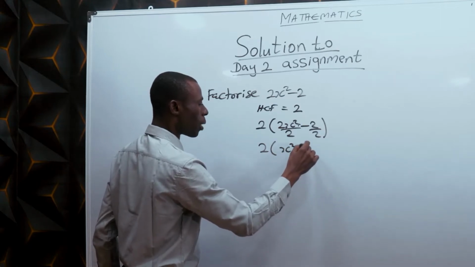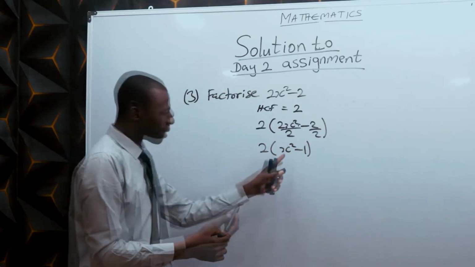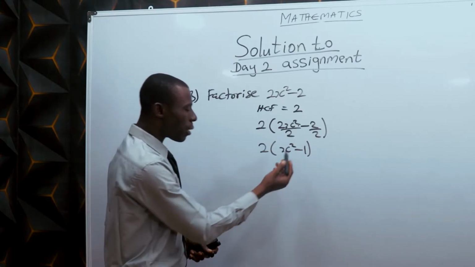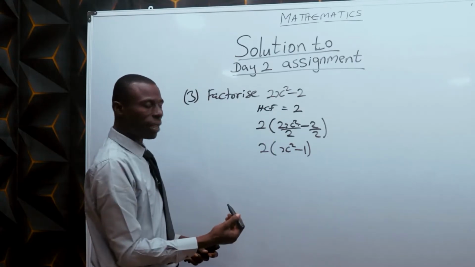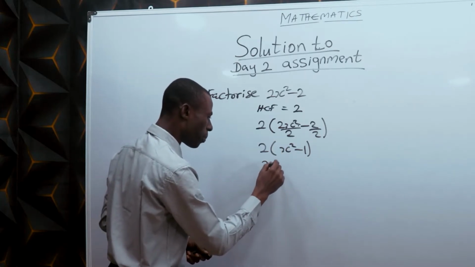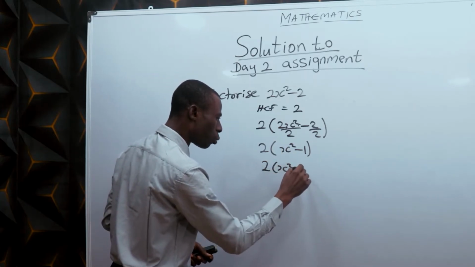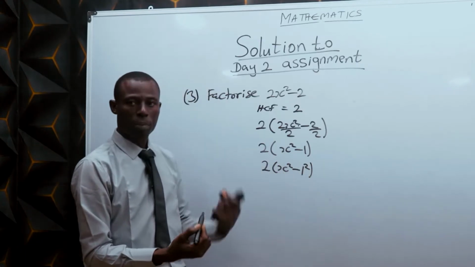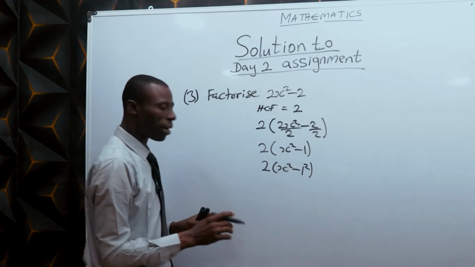x squared minus 1. Remember that x squared minus 1 is a difference of two squares, in which x squared is a perfect square, 1 is also a perfect square. So you re-express it as x squared minus 1 squared. Since 1 is a perfect square, we are able to raise it in power 2 without distorting the final result.